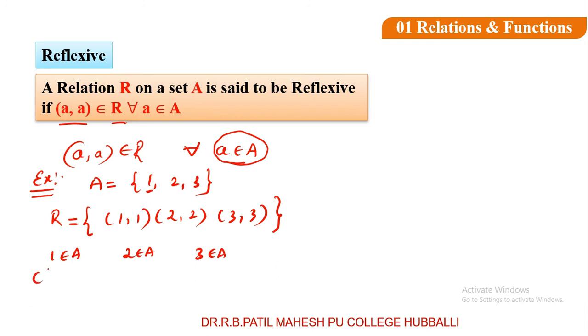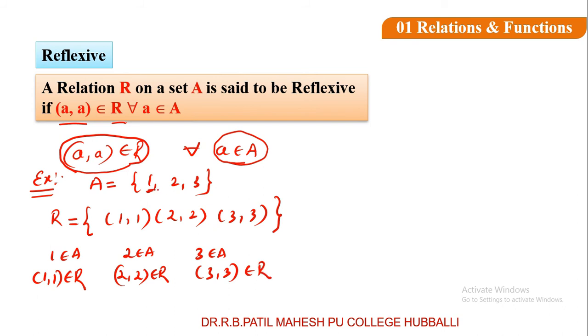We have the ordered pair A comma A also in the relation R. A comma A means for the element 1, 1 comma 1 belongs to the relation R. For the element 2, 2 comma 2 belongs to this relation R. For the element 3, 3 comma 3 belongs to the relation R. So each and every element in the set A has ordered pairs of this type. Therefore, this relation is a reflexive relation. Hope you are understanding.